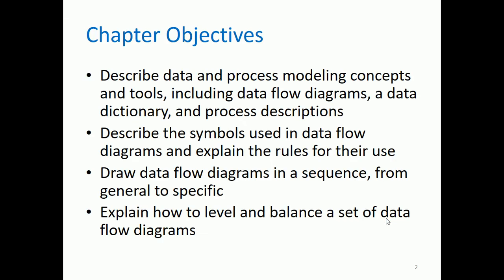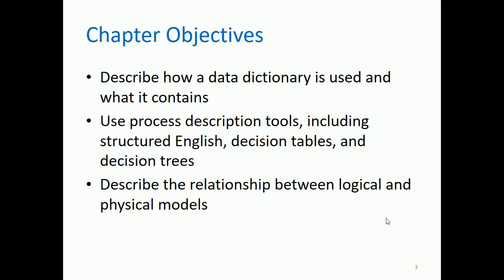So the chapter objectives: describe data and process modeling concepts and tools, including data flow diagrams, a data dictionary, and process descriptions. Describe the symbols used in data flow diagrams and explain the rules for their use. Draw data flow diagrams in a sequence from general to specific. Explain how to level and balance a set of data flow diagrams. Describe how a data dictionary is used and what it contains. Use process description tools, including structured English, decision tables, and decision trees. And describe the relationship between logical and physical models.